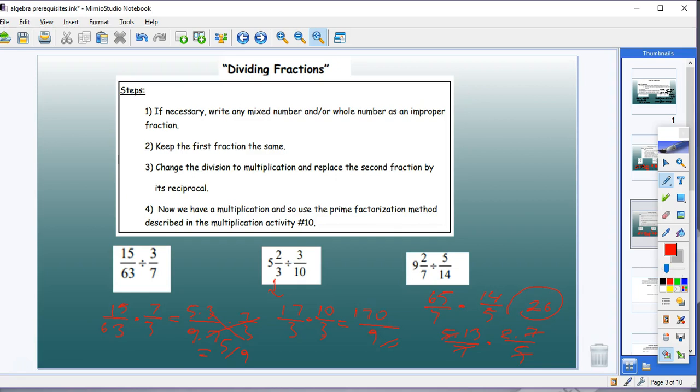Alright guys, in this video we talked about how to divide fractions and tried to solve 3 problems by following some steps.